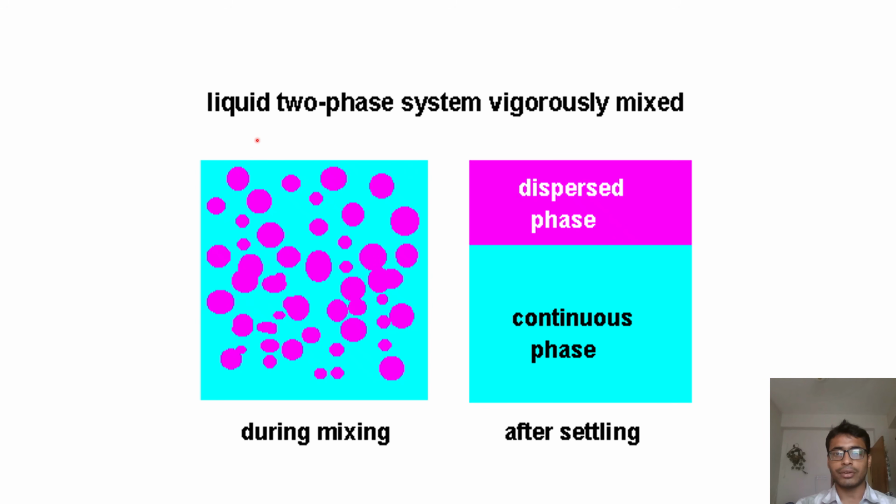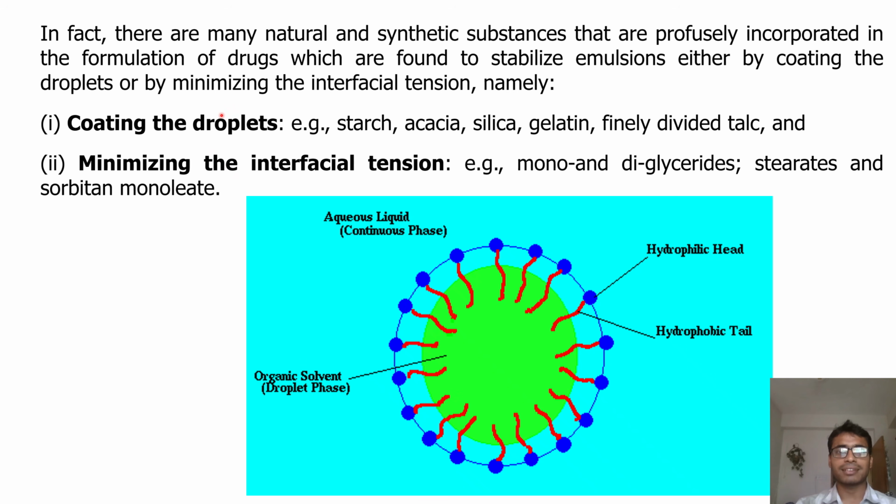So it shows the liquid two-phase system vigorously mixed. In fact, there are many natural and synthetic substances that are profusely incorporated in the formulation of drugs, which are found to stabilize emulsion either by coating the droplets or by minimizing the interfacial tension, namely coating of the droplet and minimizing the interfacial tension. Okay.